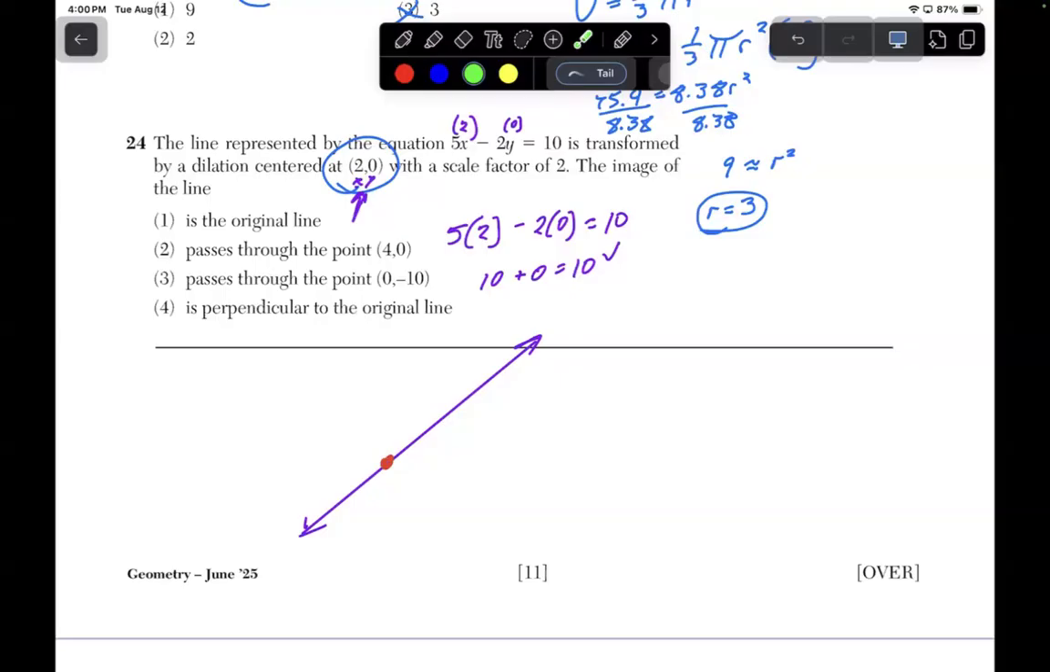And I finished at exactly 4 o'clock. How about that? All right. Any questions before we depart? No?